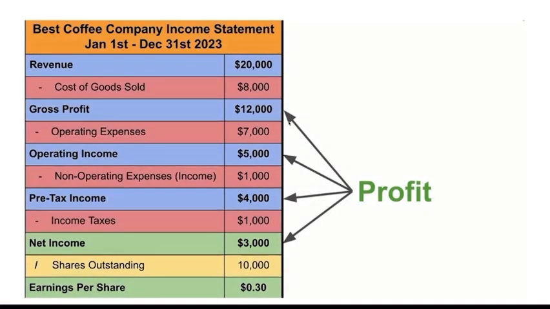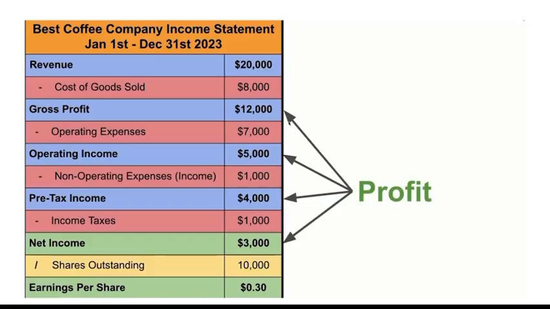Now, as we work our way down the income statement and subtract expenses, we get various forms of measuring profit for the business. The most common way to measure profit is the bottom line of the income statement, which is called net income, aka earnings. This is the total amount of profit a business generates after subtracting all expenses. However, there are also other ways that we can measure profit depending on what we subtract from revenue.